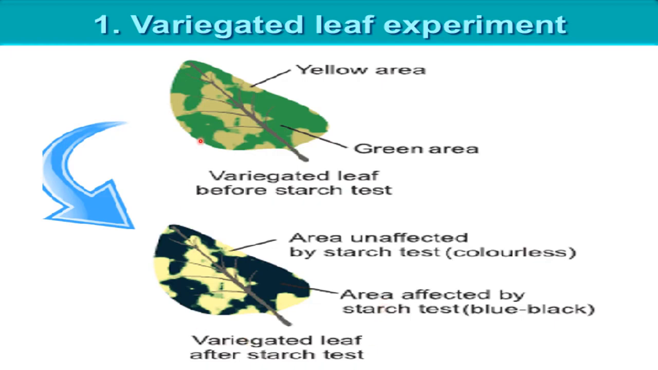The same experiment can be done with a simple green leaf, in which we can cover half part of that leaf with a black paper, and after that we can do the starch test. So only the uncovered part will show the positive test for starch.